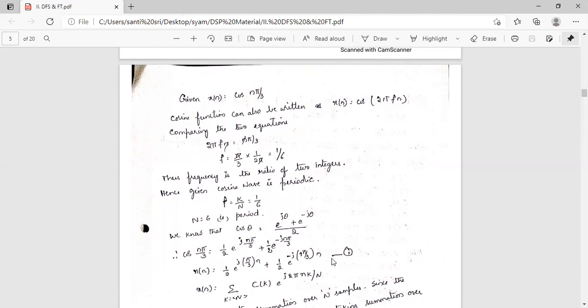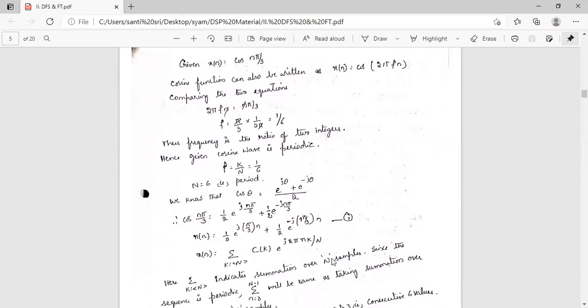We know the formula cos θ = (e^{jθ} + e^{-jθ})/2. Here the θ value is nπ/3. So cos(nπ/3) = (e^{jnπ/3} + e^{-jnπ/3})/2. So x(n) = 1/2 e^{j(π/3)n} + 1/2 e^{-j(π/3)n}. That is equation number 1.